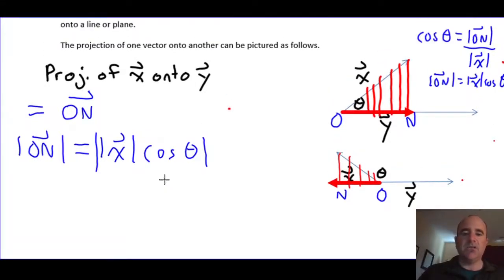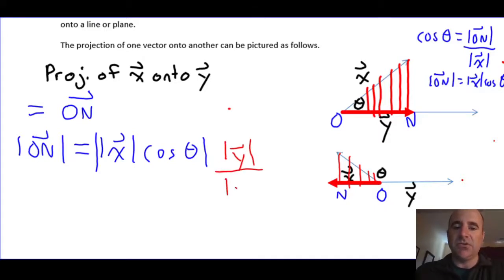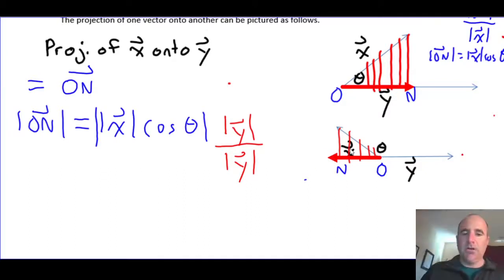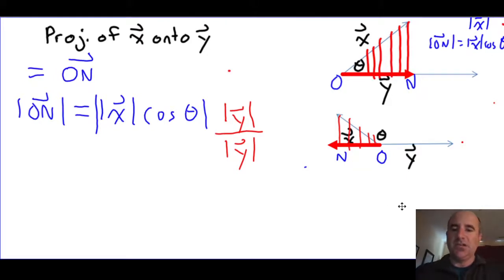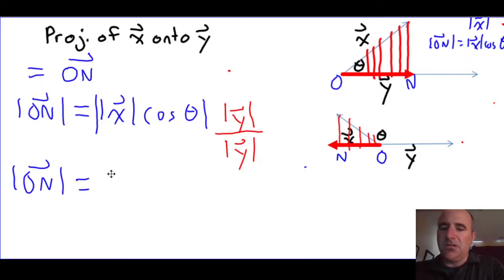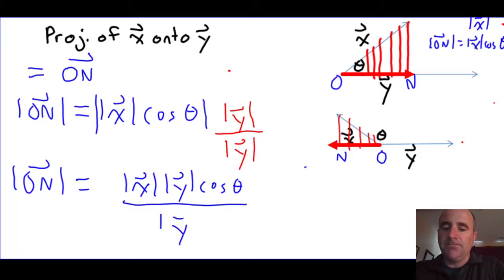Okay, from there, we're going to do something a little bit interesting. We are going to take this and multiply by the magnitude of y over the magnitude of y, which is really just multiplying by 1, of course. Now, why did we do that? Well, if we were to rewrite this, just so it looks a little bit different, we can say that the magnitude of ON, which is the magnitude of the projection, is equal to the magnitude of x times the magnitude of y times the cosine of theta, all divided by the magnitude of y.